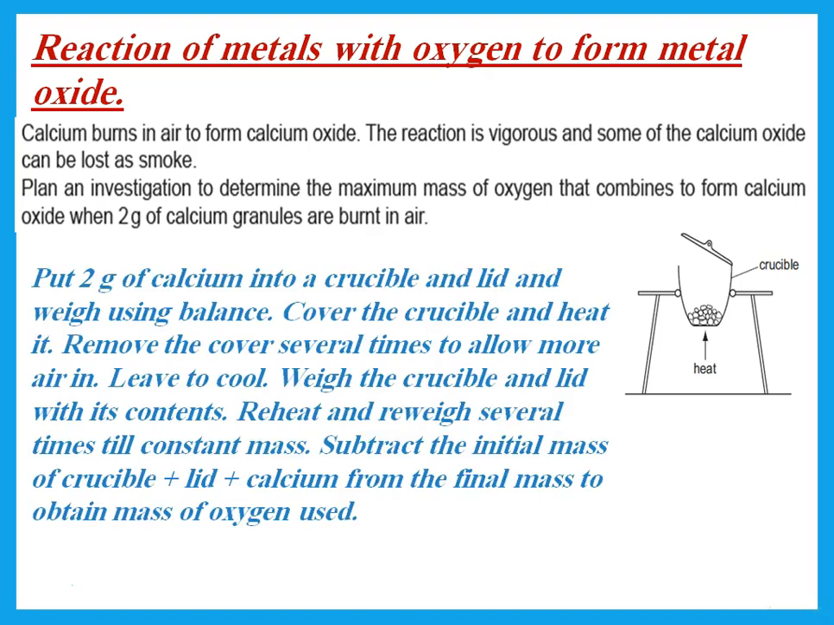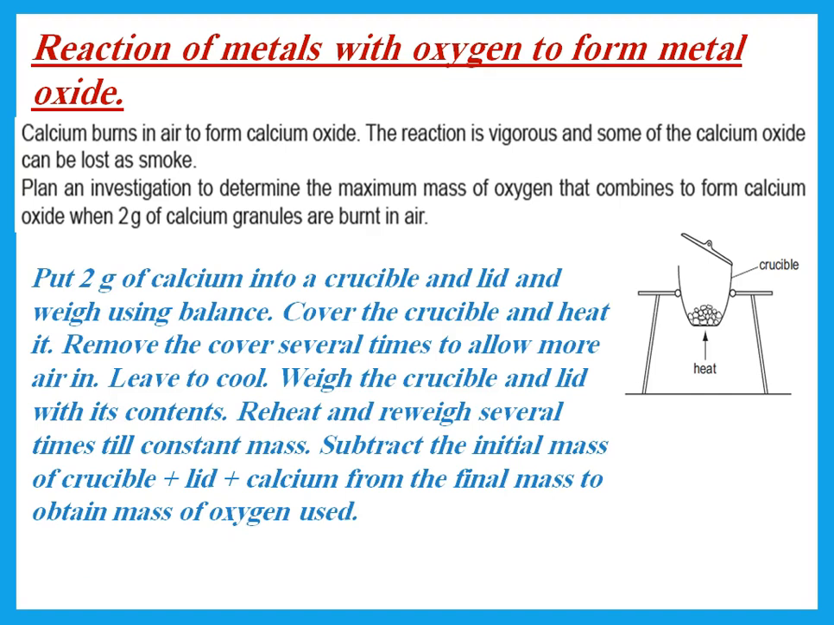So what we do is we put a specific mass of calcium into a crucible and lid, weigh using a balance, cover the crucible and heat it, removing the cover several times. Why are we removing the cover several times? Because I need to make sure that I have enough oxygen entering into the crucible. Why don't I cover it completely? Because I want some oxygen to go in. Why don't I leave it without a cover? Because if I leave it without a cover, then I could lose some of my calcium oxide that is being formed. Then I weigh the crucible and lid.